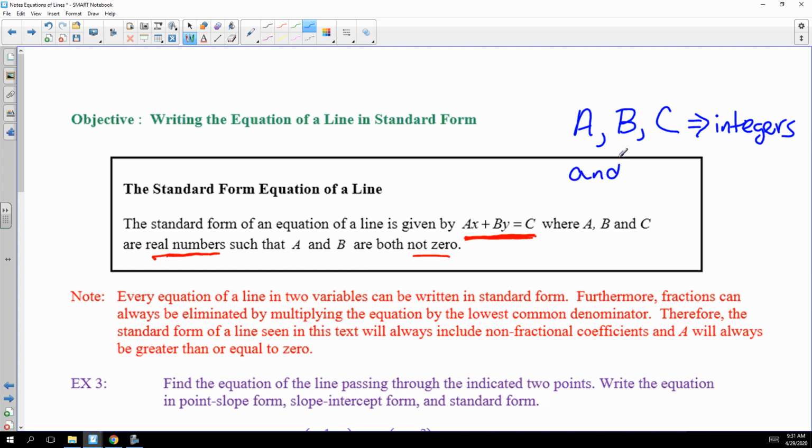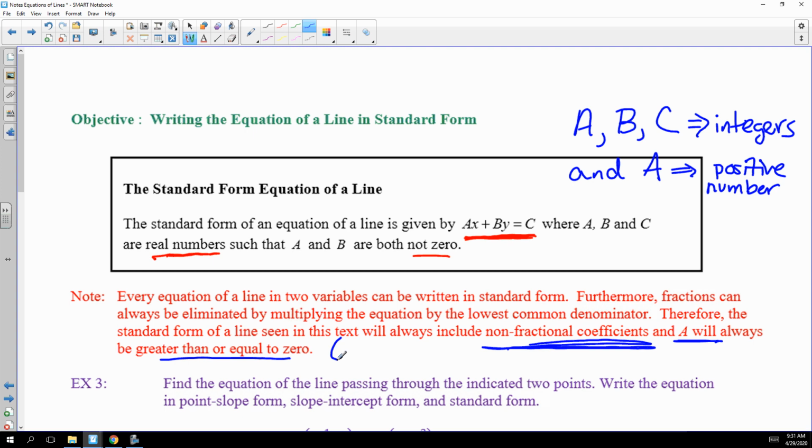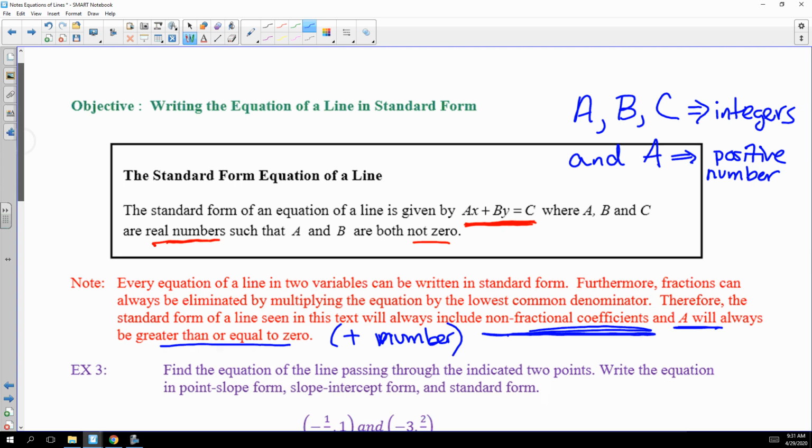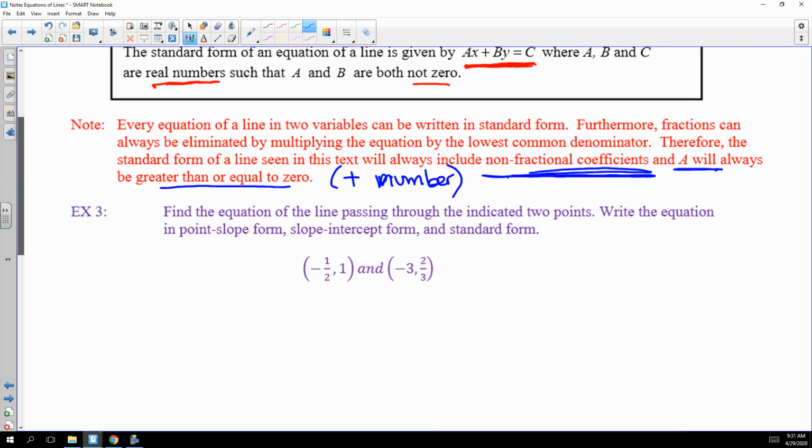And it is also most common that a is expressed as a positive number. So in general, when you see standard form, you would see integers. In almost every case, there are no fractions in standard form, and a has to be a positive number in general. That is always the case in standard form. I know that some teachers don't express it that way.